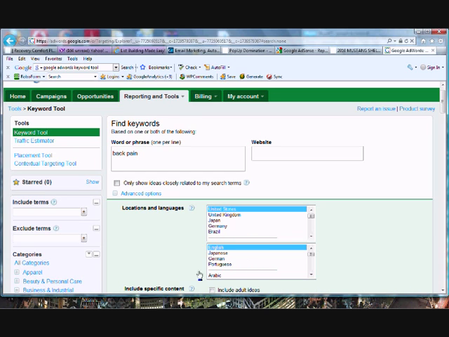So in this particular case, I did a search for back pain, just a very general search, and it's come up with 800 keywords. That's good, that's very good. Happy with that. So make sure you log into your account. If you don't have an account, just join up. It's very simple, very straightforward. It takes 10 minutes at the most, I think.